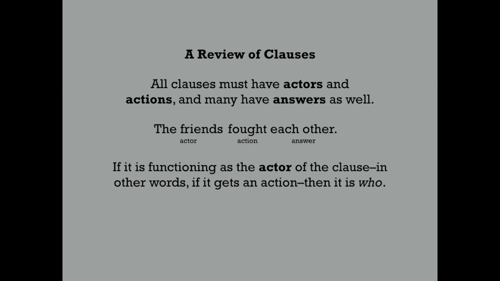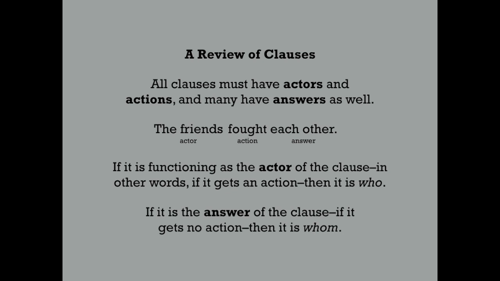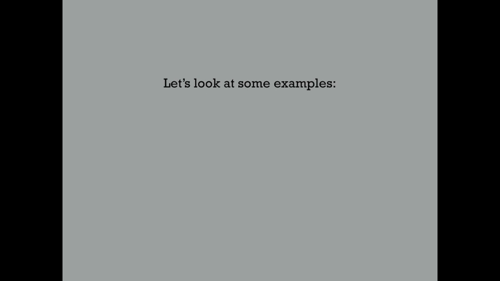The question is, when the words who and whom show up in a sentence, when is it who and when is it whom? Well, if it's functioning as the actor of the clause, if it has some kind of action attached to it, that's when it is who. If it functions as the answer of the clause, in other words, if it has no action attached to it, that's when it's whom. Let's look at some examples.